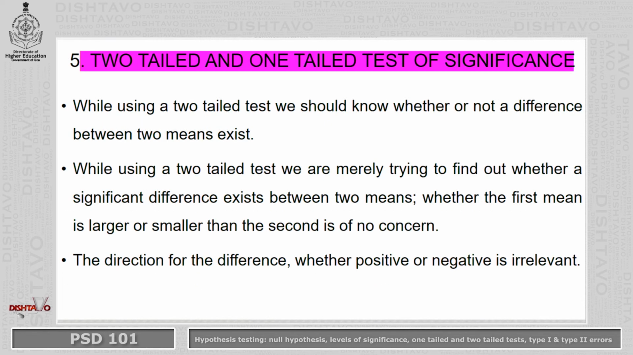Coming to the next salient concept of two-tailed and one-tailed test of significance. Now, while using a two-tailed test, we should know whether or not a difference exists between two means. So while using a two-tailed test, we are merely trying to find out whether a difference exists between two means. Whether the first mean is larger or smaller than the second mean is of no concern. The direction of the difference, whether positive or negative, is irrelevant while using a two-tailed test.